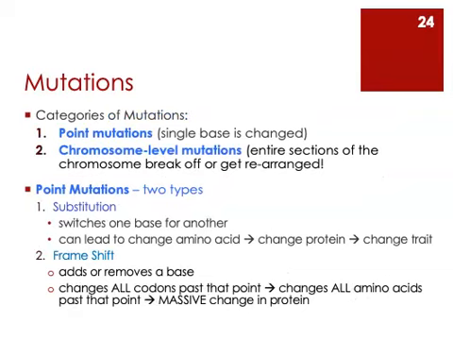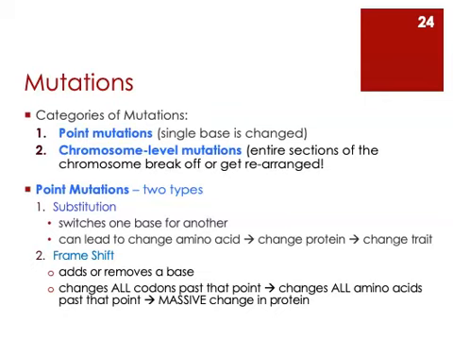So let's talk a little bit about mutations in terms of the different types that we see. There are really 2 categories of mutations, what we refer to as point mutations and what are called chromosome level mutations. Now, if you hear a mutation described as a point mutation, it means that a single base has been altered somewhere in the DNA. If you hear a mutation described as a chromosome level mutation, it means that an entire region of the DNA has been changed. An entire section of a chromosome has broken off and sometimes rearranged.